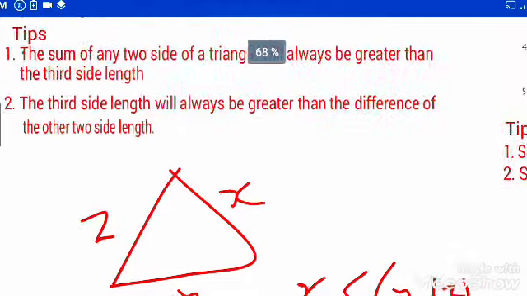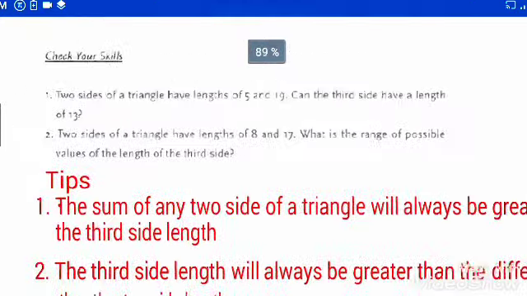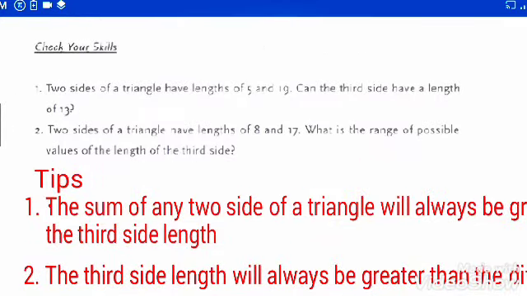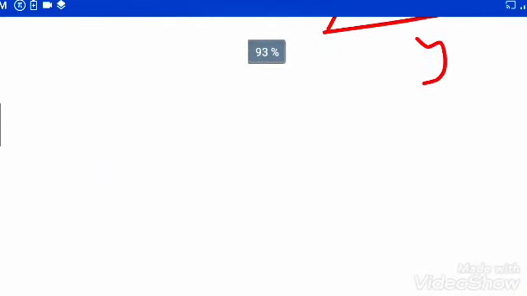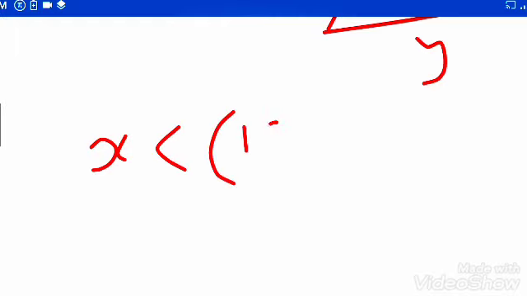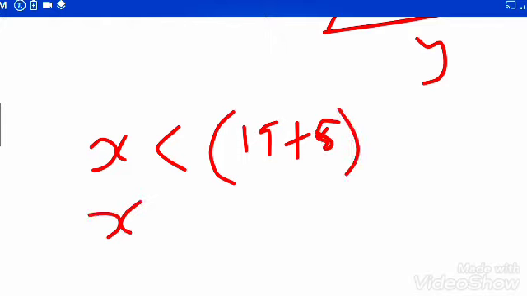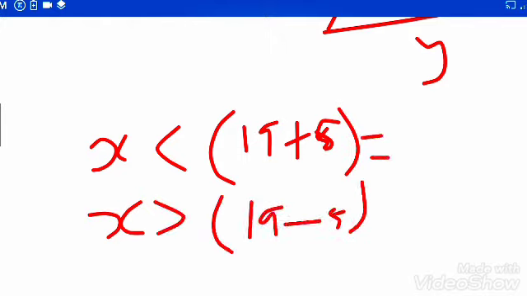Now the first question says, the sides of a triangle have lengths of 5 and 19. Can the third side have a length of 13? So we have 5 and 19. Let's call the third side x. So x is going to be less than 19 plus 5, and x is going to be greater than 19 minus 5. Now 19 plus 5 gives 24, and 19 minus 5 gives 14.